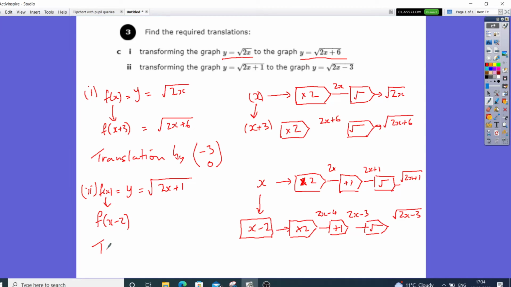Now when it goes from there to there, this is minus 2. Again, this is a translation. But this time, when that was a plus, it goes to the minus. This is a minus, so that's a translation by 2, 0. Translation to positive 2 units to the right. So it's been translated by 2 units to the right in the horizontal direction and nothing in the y direction.